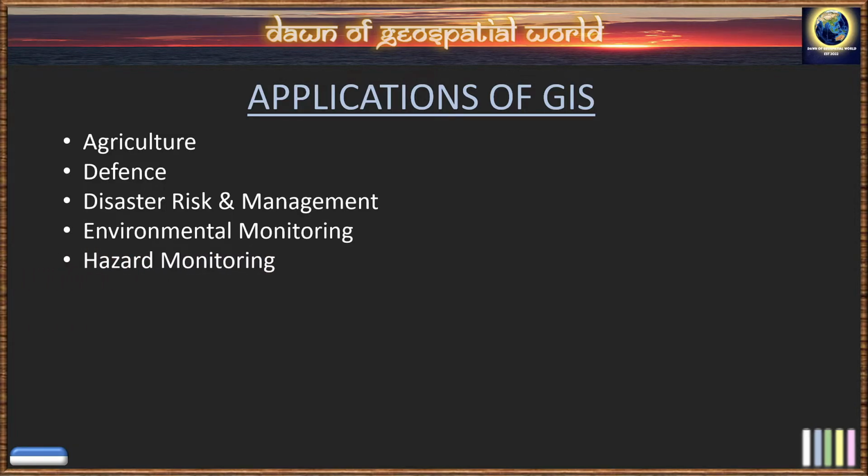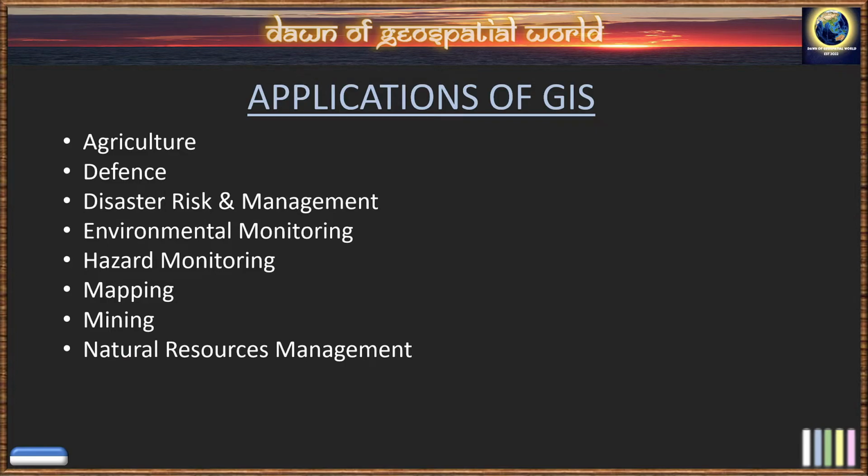Hazard monitoring. Like disaster management, we can monitor different natural hazards by GIS like drought, flood, cyclones, etc. Mapping. In the modern cartography era, we can create digital maps by GIS. Mining. Mining is an important sector for any country. From mines, we can get raw materials for industries. By mapping them in GIS, we can contribute to our country's economic growth.